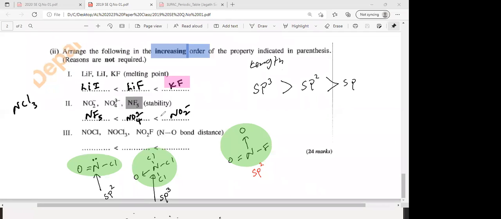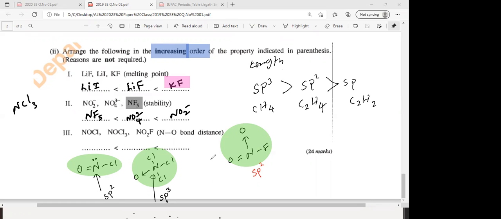Now the longest one is what? NOCl3. Why sp3? I'll give one more example for this. Look at the screen. If you take CH4, the CH bond angle in CH4 is greater than in C2H4, ethene, which has a double bond, and that is greater than the CH bond angle in C2H2.